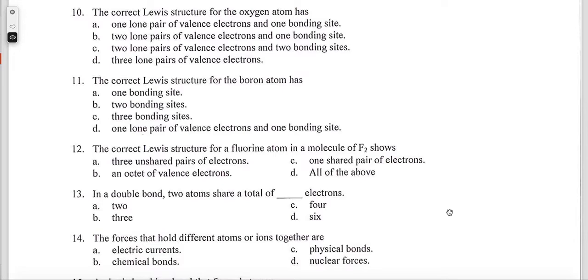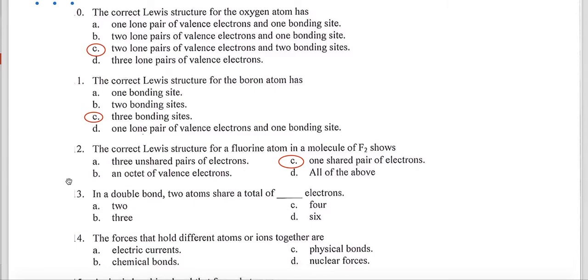Okay. So number 10, the Lewis dot structure for oxygen is going to be letter C, 2 lone pairs and 2 spots where you can bond. Number 11, boron. Boron has 3 valence electrons, so there are 3 spots, so it can bond to that one. Number 12, the Lewis dot for fluorine, they're going to share one of those, so that would be letter C.